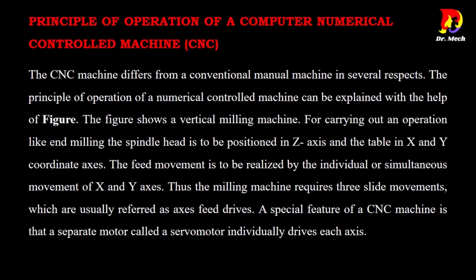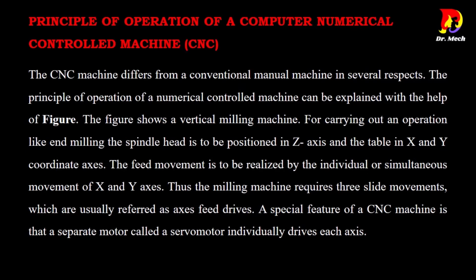For carrying out an operation like end milling, the spindle head is to be positioned in the Z axis, and the table in the X and Y coordinate axes. The feed movement is to be realized by the individual or simultaneous movement of the X and Y axes. Thus the milling machine requires 3 slide movements, which are usually referred to as axis feed drives.